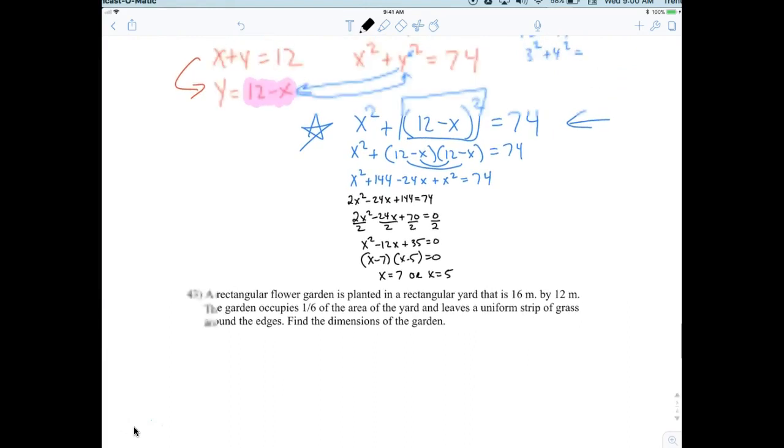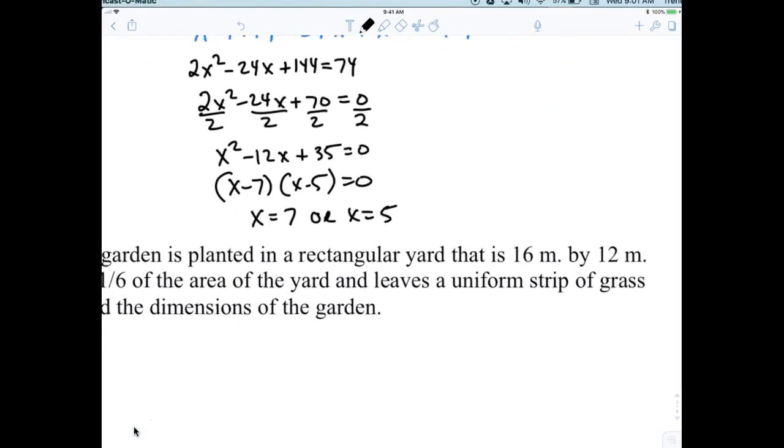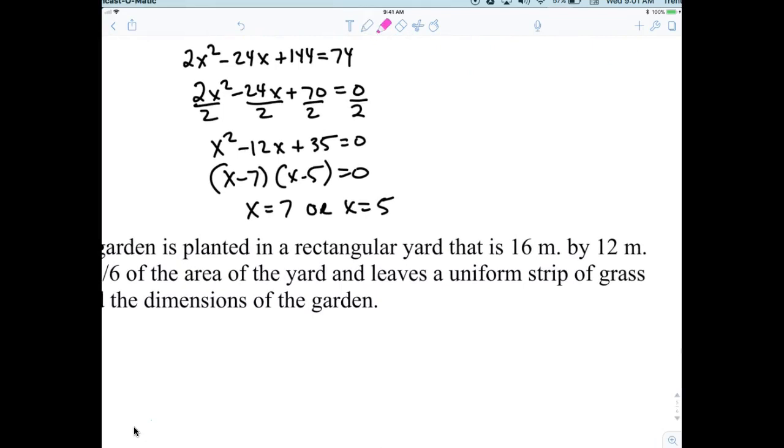Now, are there any extraneous solutions? No. All right, because 7 plus 5 is the same as 5 plus 7. Does everybody hear me on that? All right. So now, find the two numbers. What are the two numbers? 7 and 5. Yes, sir.